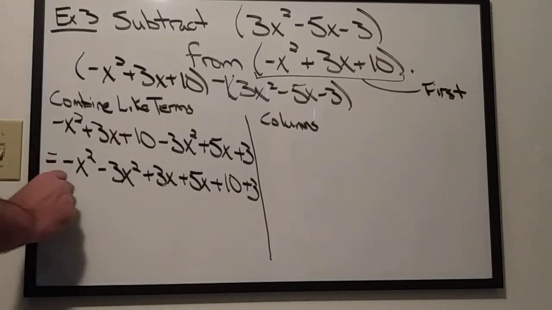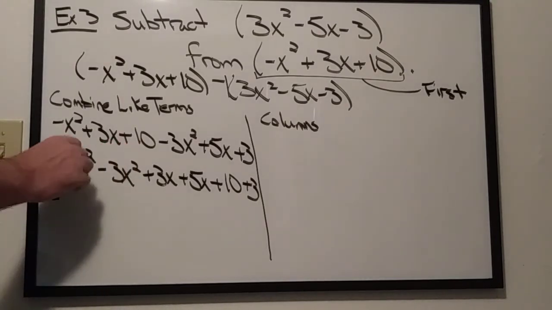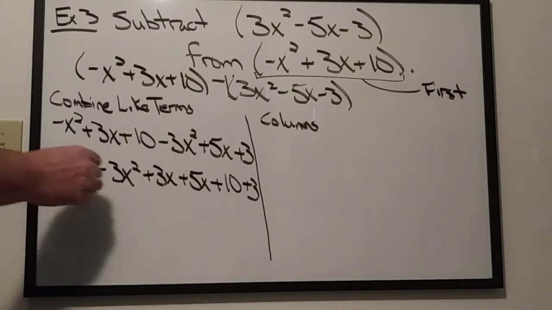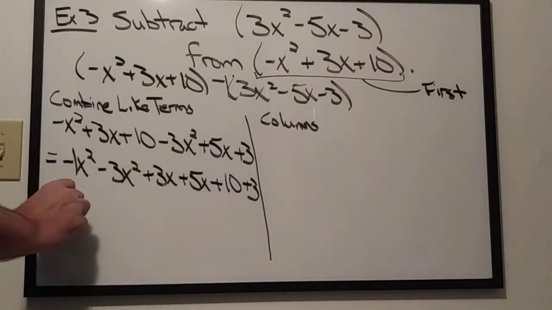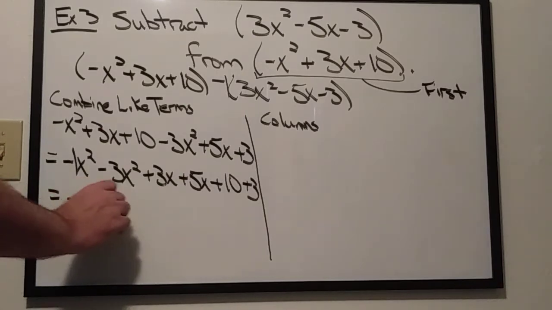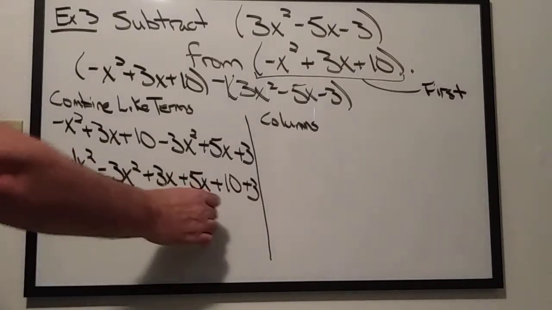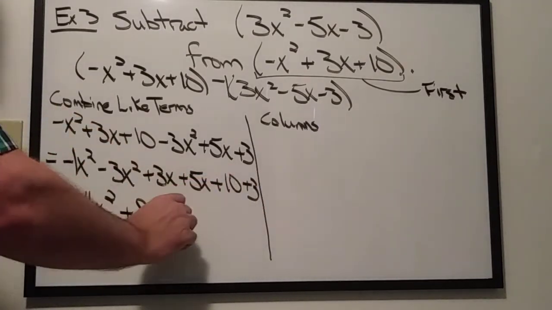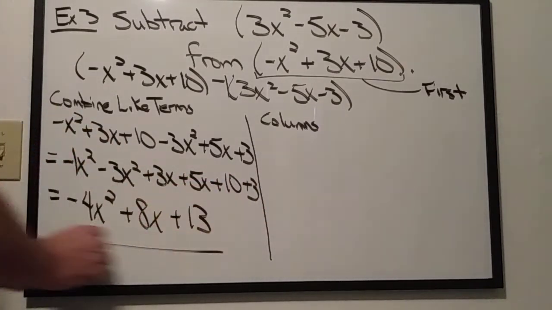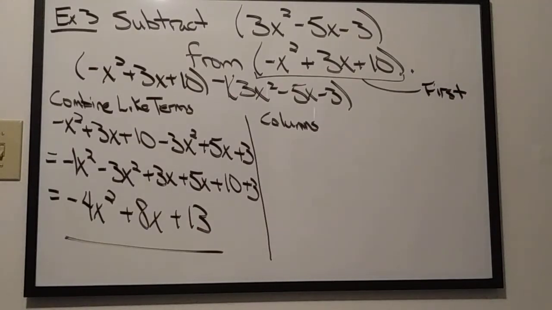Now that I have that, I can go ahead and bring them together. So I have negative 1 of those x squareds minus 3 of those x squareds. So negative 1, negative 3, those are going to come together as negative 4 of those x squareds. 3x plus 5x, those are going to come together as a positive 8x, and then 10 plus 3 is going to be 13. So there's our answer by combining like terms, negative 4x squared plus 8x plus 13. But I can do the same problem by columns. So let's go ahead and check that out.